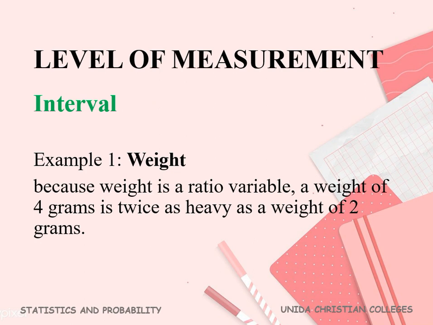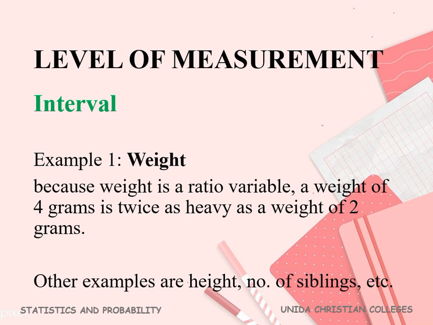Earlier, ratio made no sense for interval. Here with ratio, it does. Another example is height and the number of siblings, etc. Again, remember, in interval, zero has meaning, value. And in ratio, zero has no meaning, but its starting point is 0. Okay?